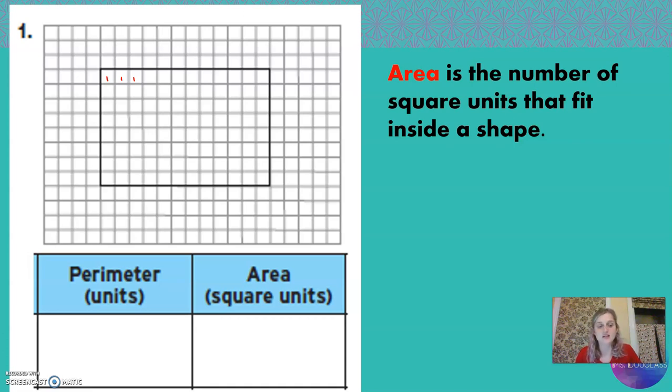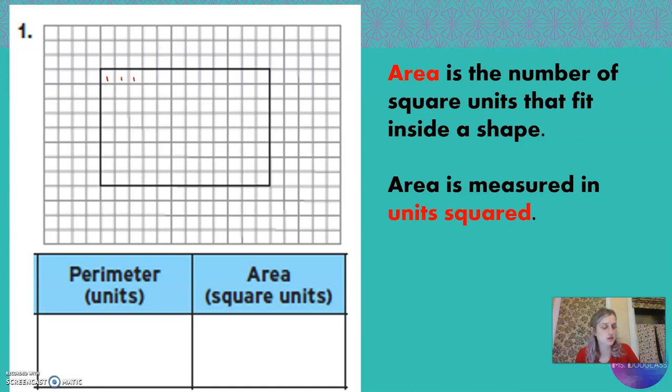But that can take a long time, especially if you don't have an image that's already cut up into squares, and we don't want to have to draw one. So we're going to figure out how to calculate the area without counting individual squares. But speaking of squares, when you say how many squares there are, you measure them in square units, or units squared. So if this is in inches, you'd say inches to the second power. And we'll talk about why that is in a second.